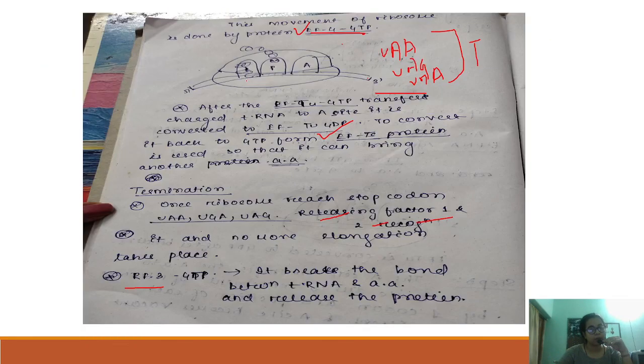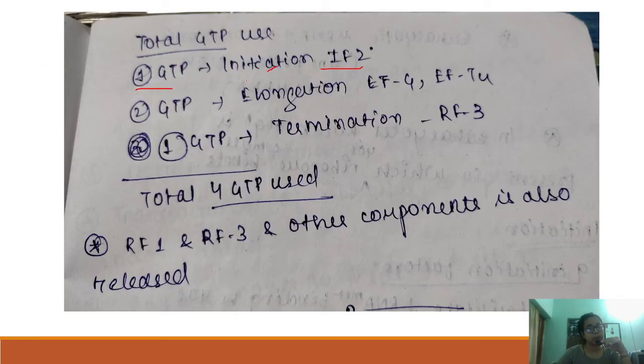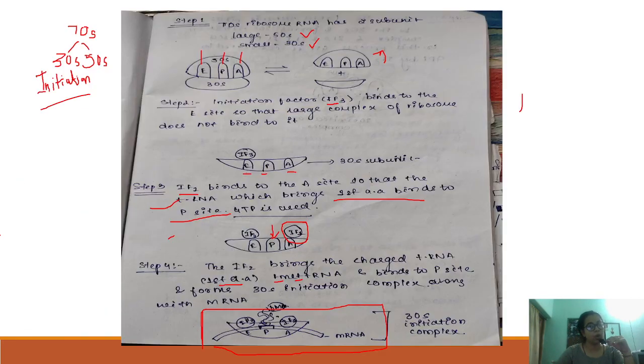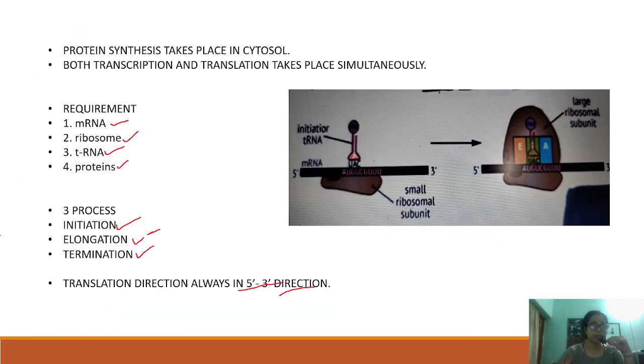Next, 2 GTP were used during the elongation process, by EFTG and EFTU. Both have used GTP. Next, 1 GTP was used during termination, by the RF3 factor. So a total of 4 GTP is used. Next, RF1 and RF2 and the other components are also released. So these are the releasing factors. This is all about the translation process in prokaryotes.